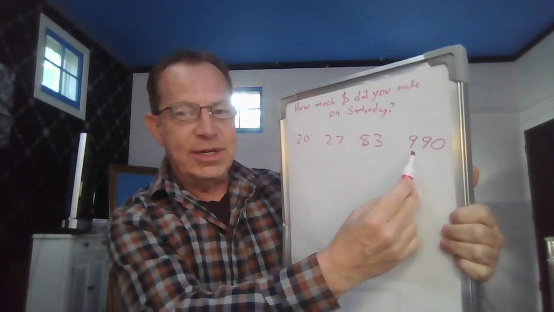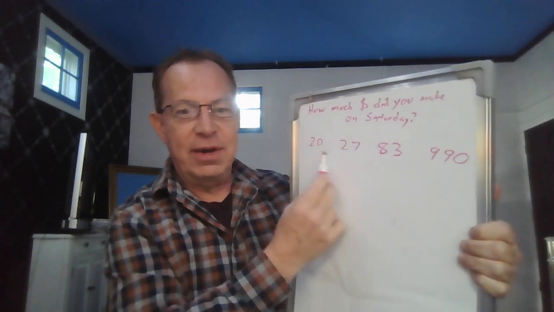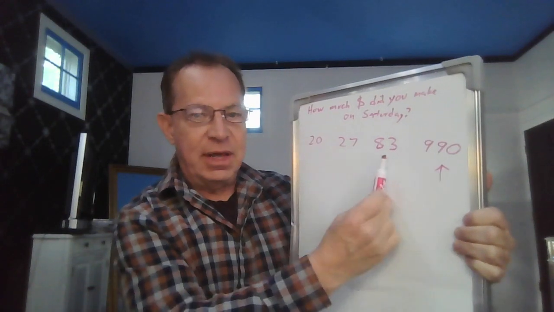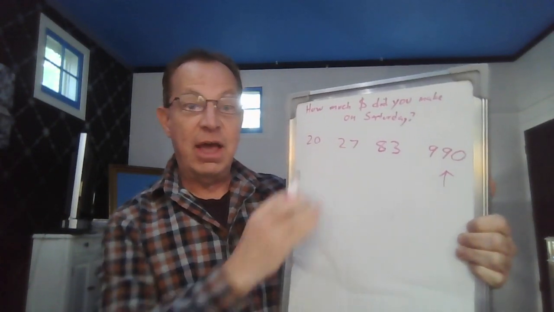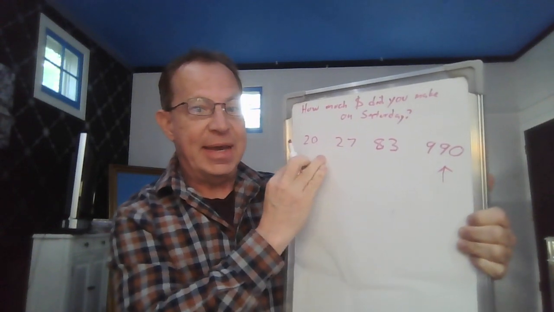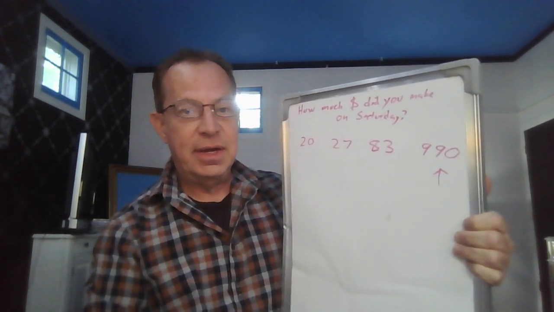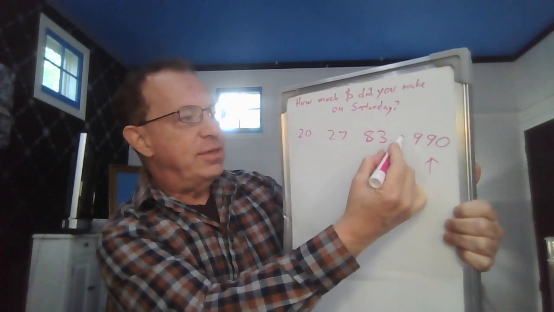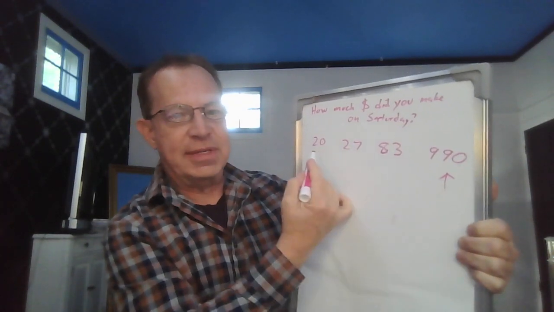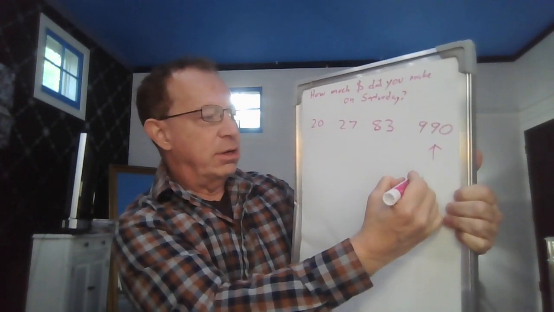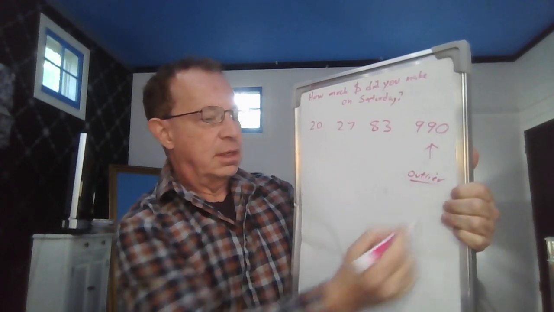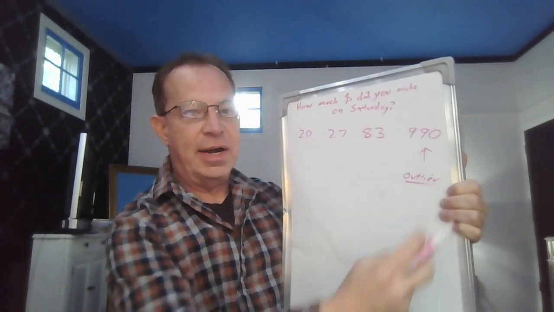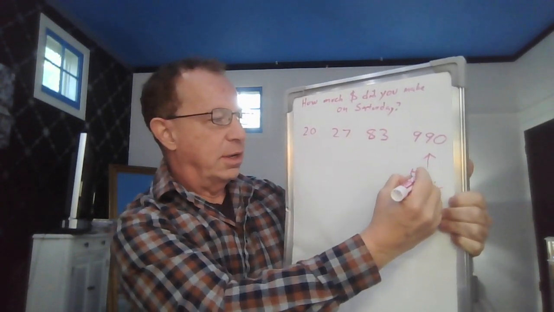$990 is, what can you say about that? Well, I would rather make this than any of these values, right? This is a really high number given the context that we're talking about, given that the other three people in the data set made these amounts of money on Saturday. Somebody made $990. I'd like to have their job. And because this value sticks out so much from this data set, we call it an outlier. And because it sticks out in the high direction, it's a very high number, we call it a high outlier.